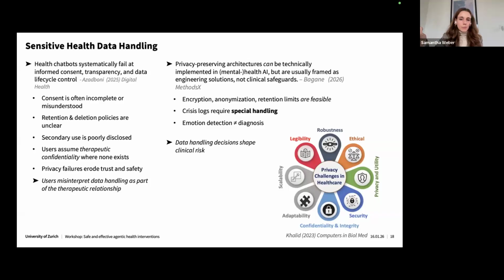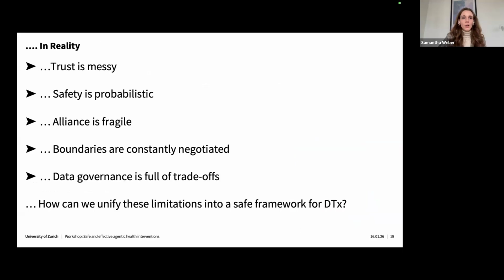When people disclose, for example, suicidal thoughts or delusional beliefs, consent, retention, and also secondary use become part of the therapeutic contract, whether we acknowledge it or not. So if users assume confidentiality, but we design for reuse, we create a risk. It's not necessarily a legal one, but also a clinical risk.